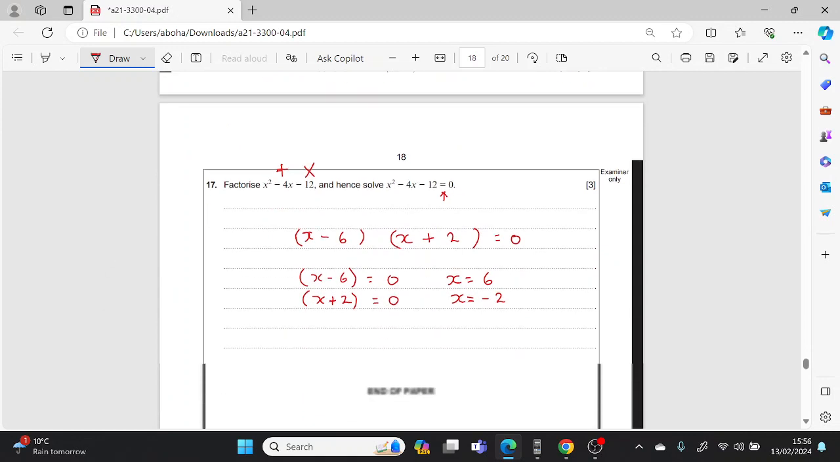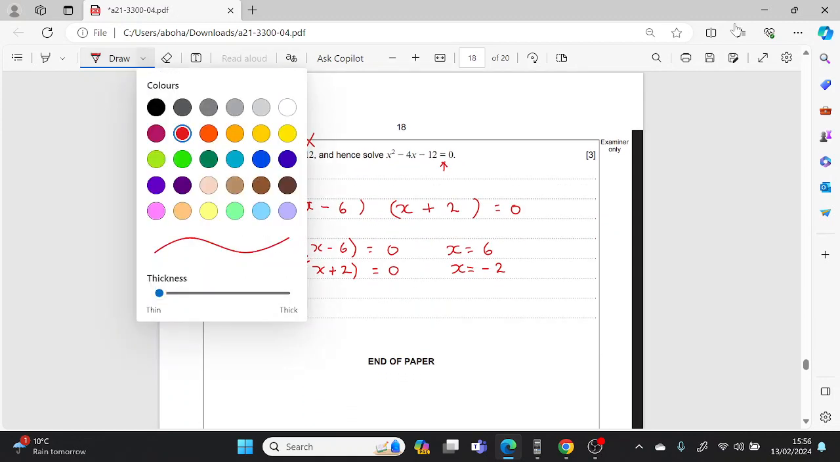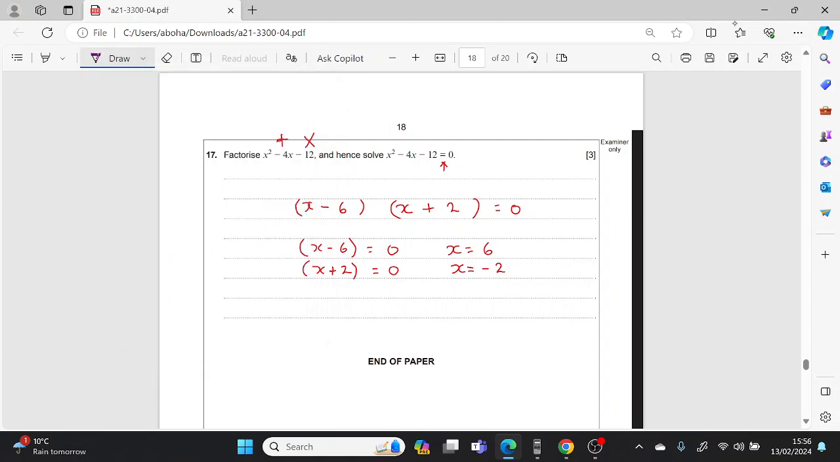Right then, can I just go back to this quickly anyway? For those of you who do know what you're doing, just need a recap, the way you do this mentally is you think of two numbers you multiply to give you that and add to give you that. Well, -6 times +2 is -12, -6 plus 2 is -4. So it's the same thing, okay? But the calculator will do it all for you anyway.